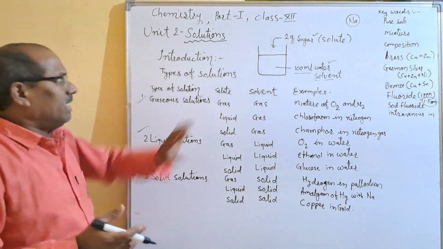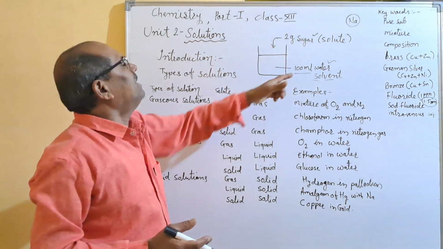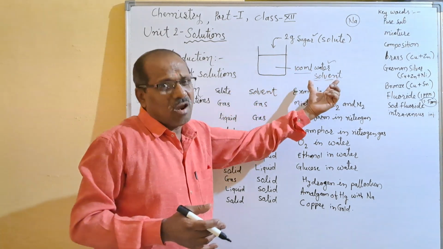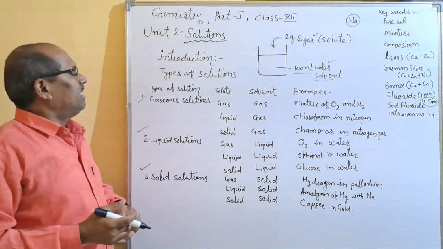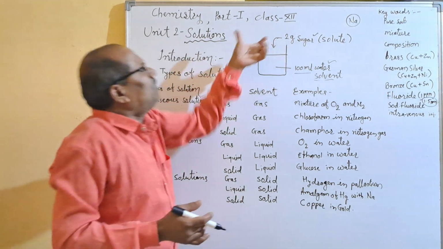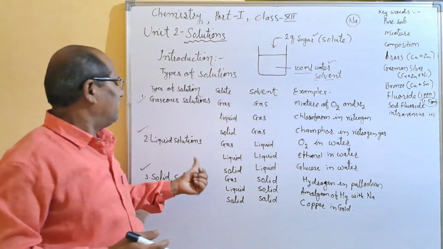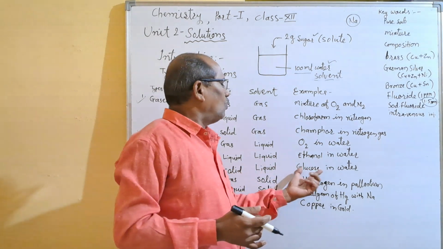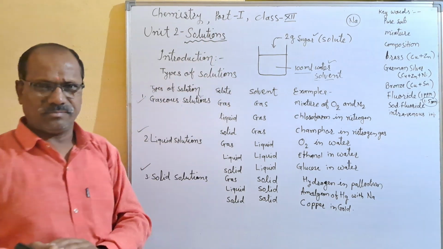Then tell me, what is the type of this solution? In this case, the liquid state is the state of the solvent, hence it is a liquid solution. In this case, what type of liquid solution is it? Solid is dissolved into the liquid. This is solid in liquid. The example is glucose in water. This is a liquid solution.